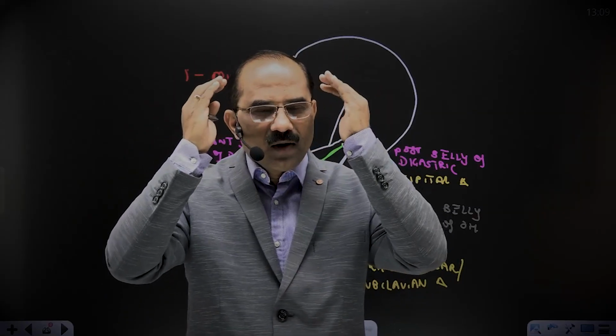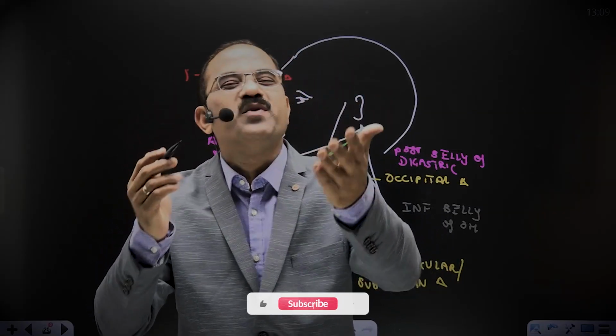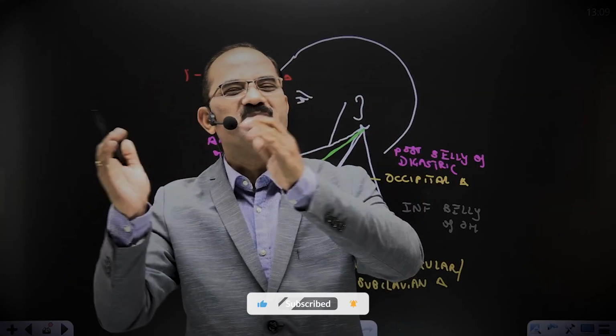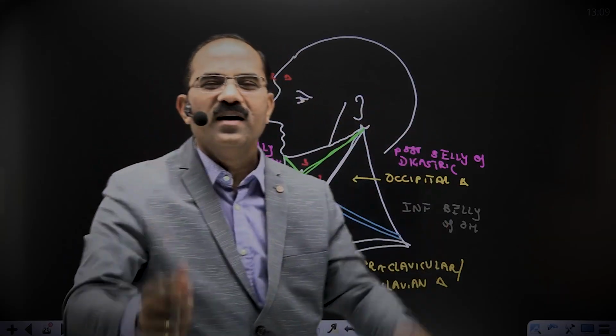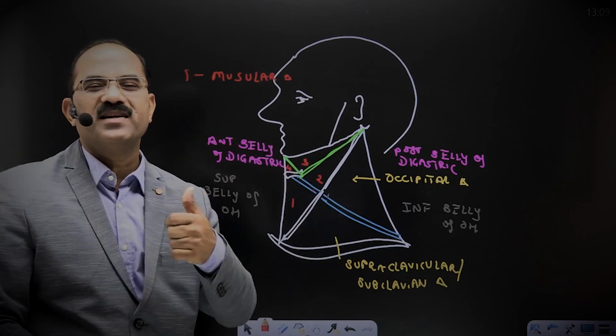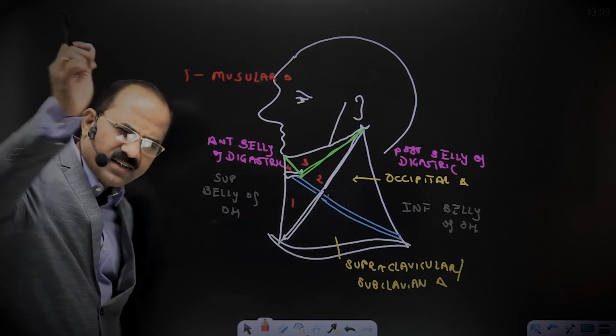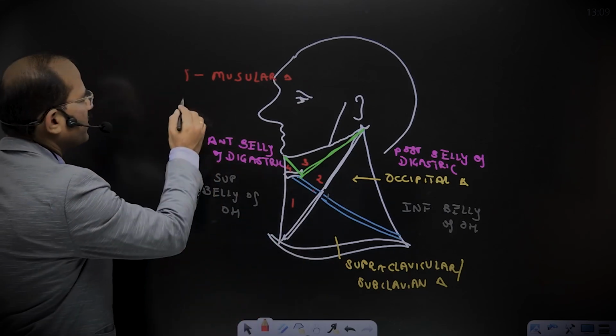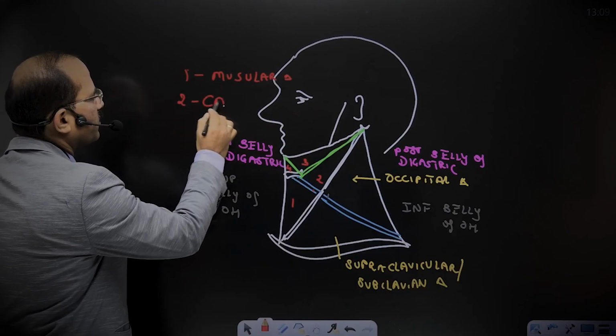This is therefore known as the carotid triangle, right? It's the main common carotid with its branches, with the branches of the external carotid. So this triangle is rightly known as the carotid triangle. Clear to all of you? So that's the carotid triangle.